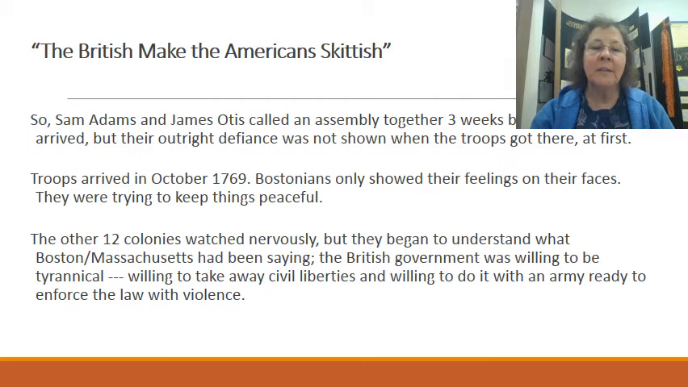And of course, by sending in the troops, the British make the Americans skittish. They're very nervous, they're very upset. So we have 2 leaders, Sam Adams and James Otis, who called the assembly together 3 weeks before the troops are supposed to get there, and they talk about defying the troops. But they decide to go peacefully at first, so their outright defiance is not shown when the troops get there at first. In fact, the troops arrive in October 1769.